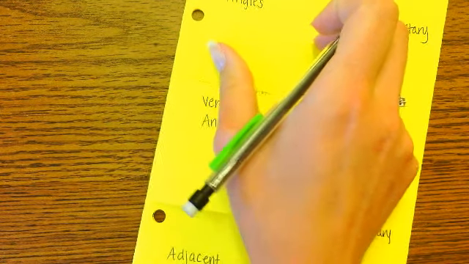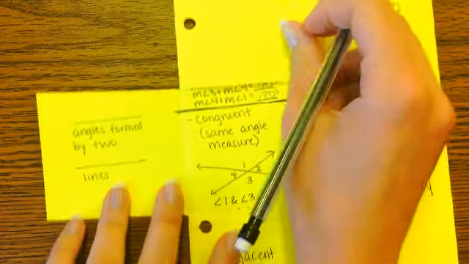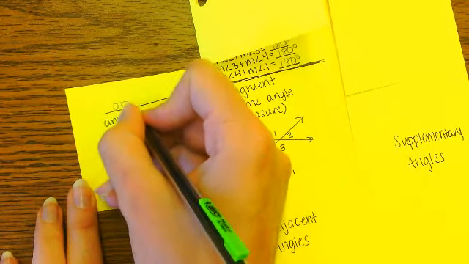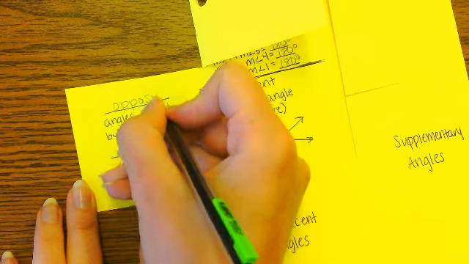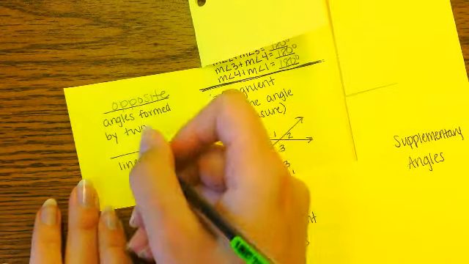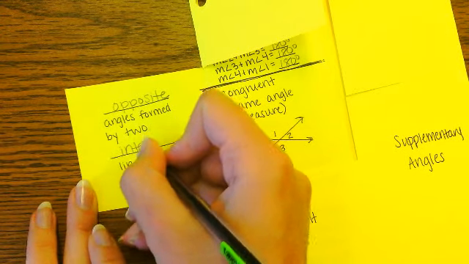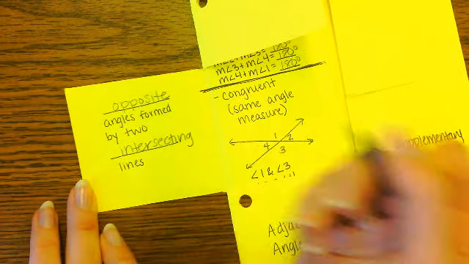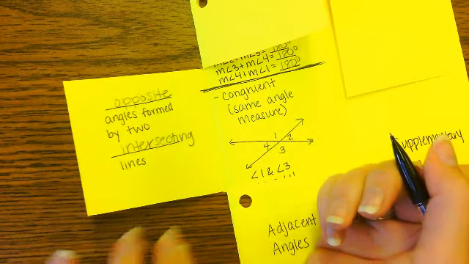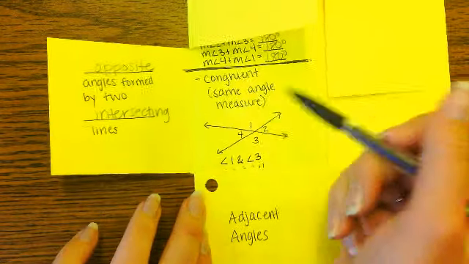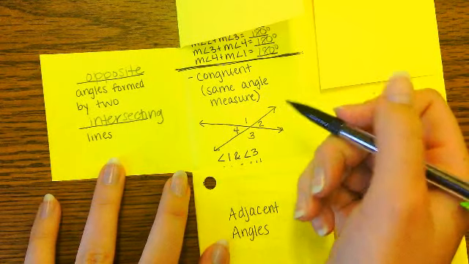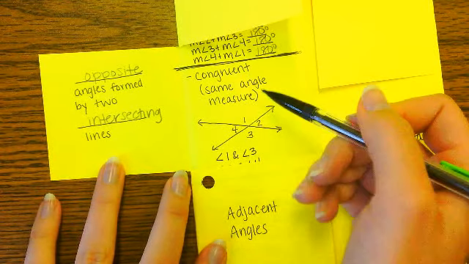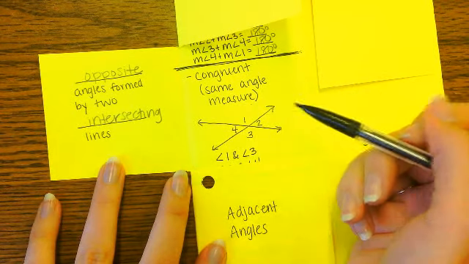Now the next part of our foldable we're going to look at is the vertical angles part of the foldable. And vertical angles are going to be opposite angles. They're going to be opposite across from each other. And they are formed by two intersecting lines. Intersecting means they cross through each other. Now, when we're thinking about vertical angles, they are going to be a type of congruent angle. They are the same angle measurement.